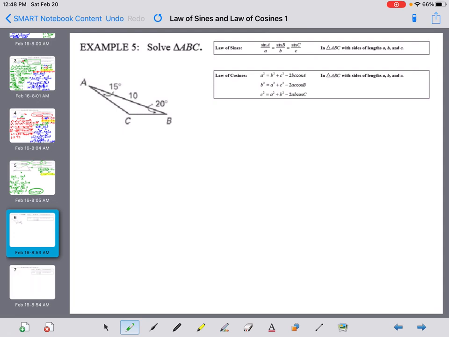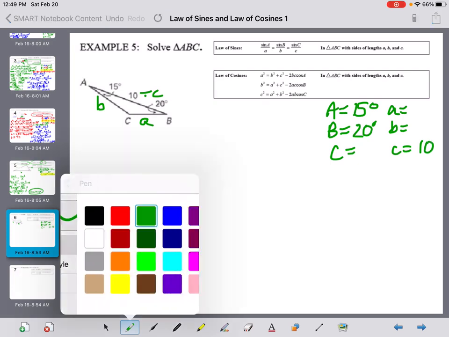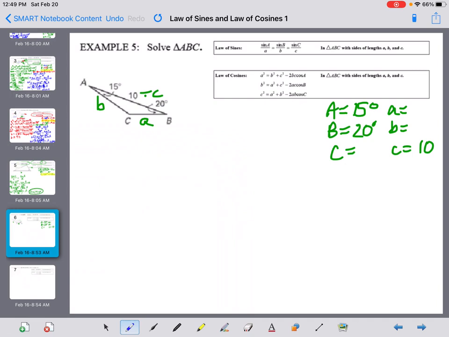I'm going to start with what I know. This one does say to solve, so I'm looking for all answers again: angles A, B, C, and sides A, B, C. I know angle A is 15 degrees. Side A is straight across from that, I don't know it. Angle B is 20 degrees. Straight across from that is side B, I don't know it. Angle C I don't know, but side C is across, and that's 10. Okay, so I know what I have, and I need to solve for 3 more.